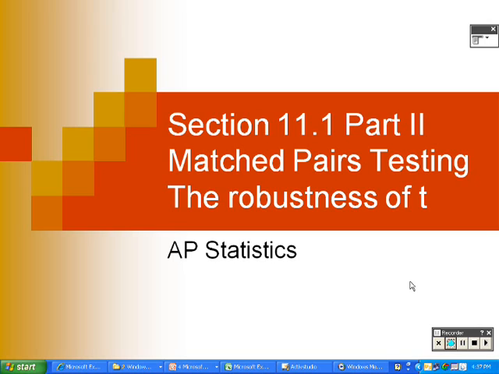Welcome to the second part of section 11.1 in AP Statistics. This is about matched pairs testing and about the robustness of t.